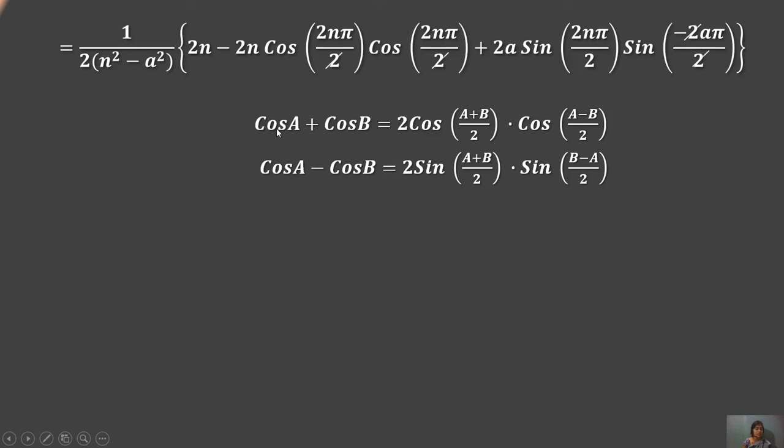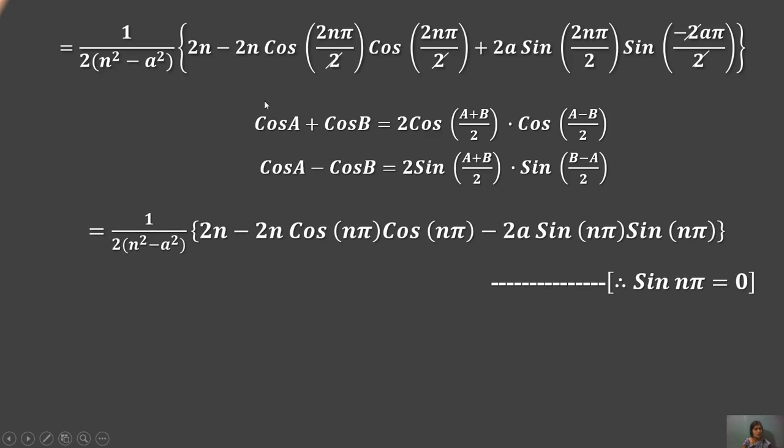Okay, you know that the formula of cos a plus cos b equals 2 cos (a plus b) upon 2 into cos (a minus b) upon 2. Okay, cos a minus cos b equals 2 sin (a plus b) upon 2 into sin (b minus a) upon 2, in the cos minus will be given. Apply this rule in this equation of this form. Okay, 2n minus 2n cos n pi into cos n pi minus 2a sin n pi into sin n pi. Sin n pi equals 0.